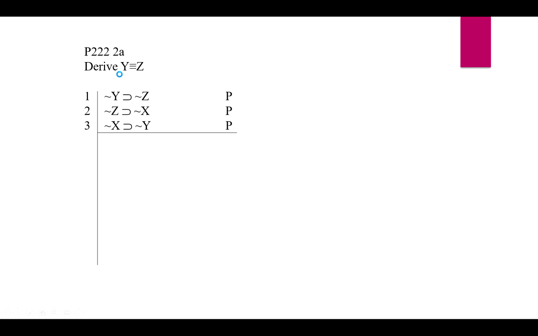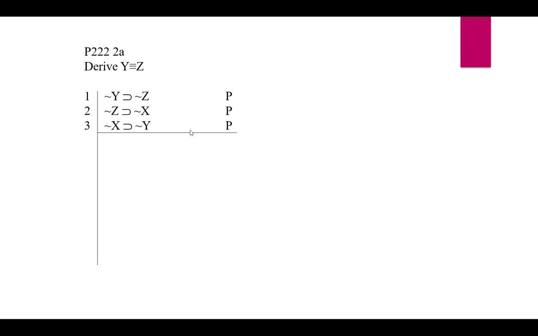Right here, what we've been asked to derive is Y if and only if Z, and we have these 3 premises. Now, if we were using just the basic SD rules, we'd have to do a biconditional introduction using 2 subderivations, and with all of these negations, we definitely have to do some negation introduction and negation elimination type stuff. But since we have the SD plus rules, we can do this without any subderivations.